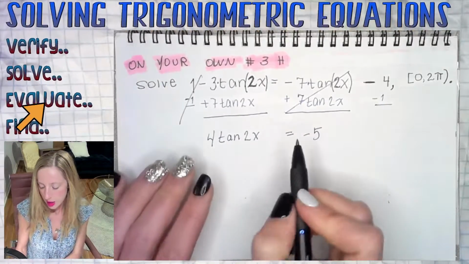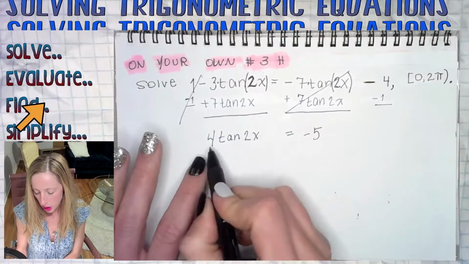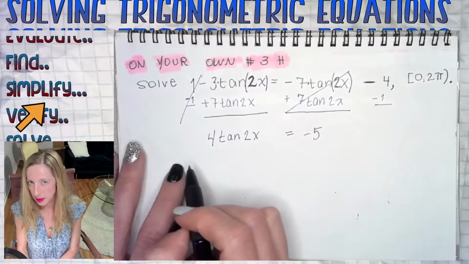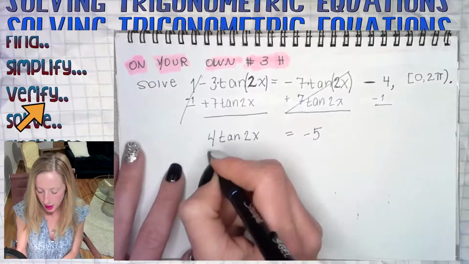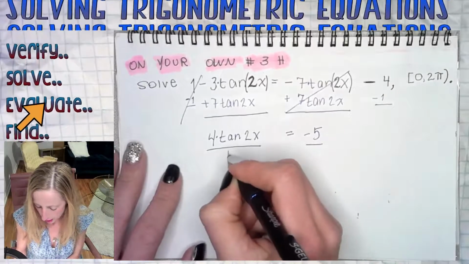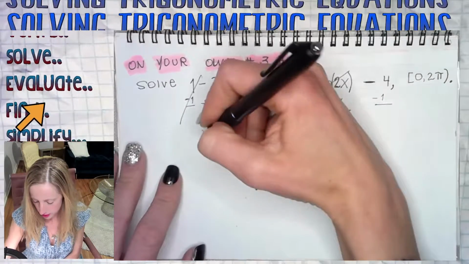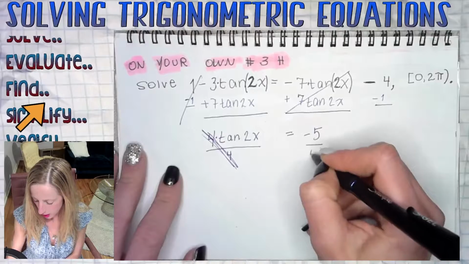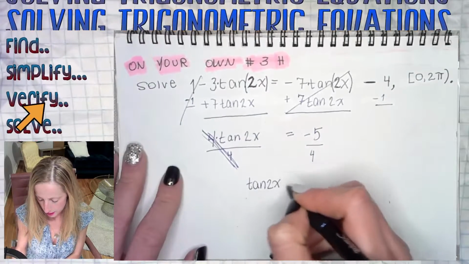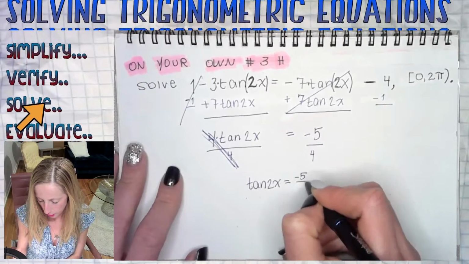All good. If you had a negative 4 in front, a lot of people try to add 4 in the next step. You have to divide, okay? Again, the 4 is attached with multiplication. We're going to divide both sides by 4. That reduces, it's gone. And we have tan 2x is negative 5 over 4.